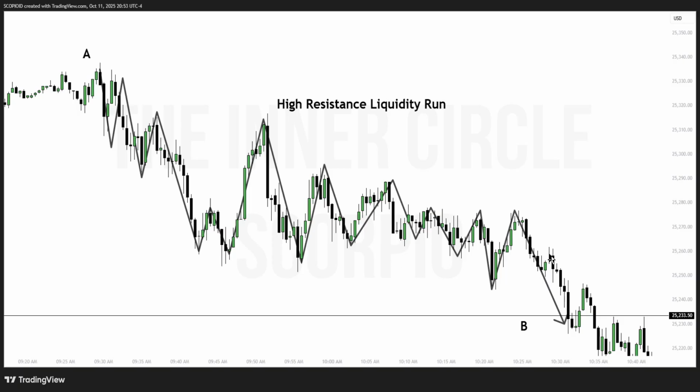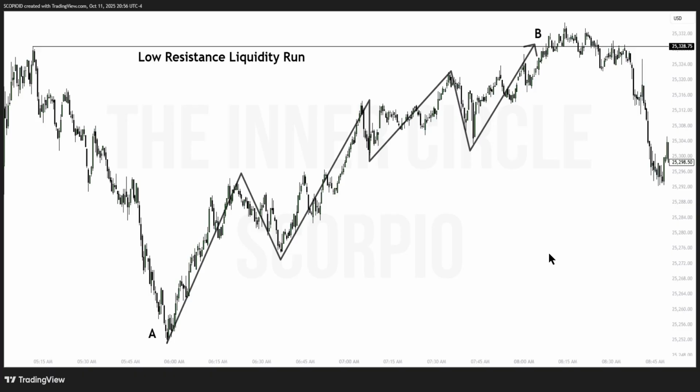Now the other example is low resistance liquidity run. In here, the price, you entered at A on this breaker, for example, and the price just rushed up, retraced a little bit, rushed up, retraced a little bit, rushed up, retraced a little bit, rushed up. So these are the kind of scenarios that we want to be in.